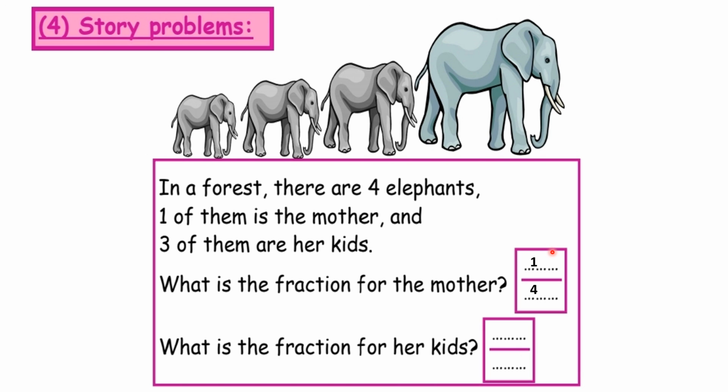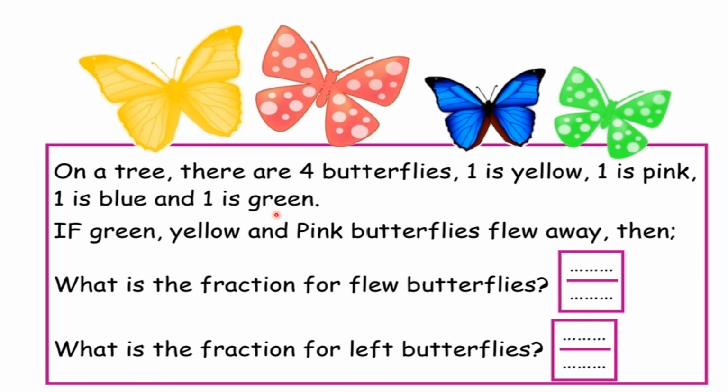So it's 1/4. The fraction of her kids: the number of kids that we have is 1, 2, 3 out of 4. So I put here the total number in the denominator, which is 4, and here the number of kids that we have, which is 3. So it's 3/4.